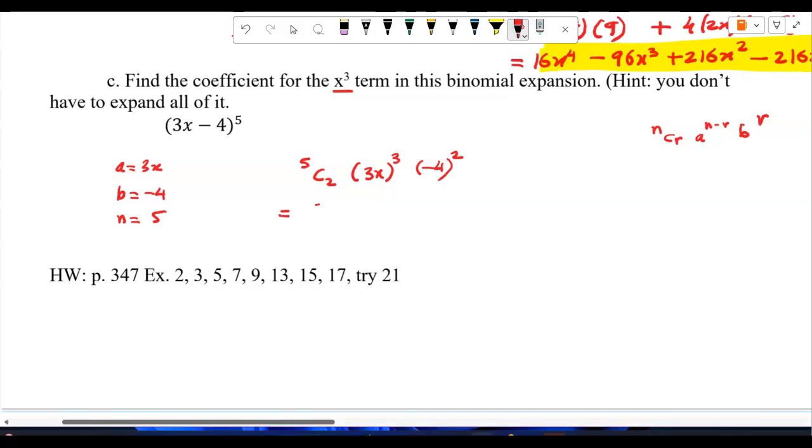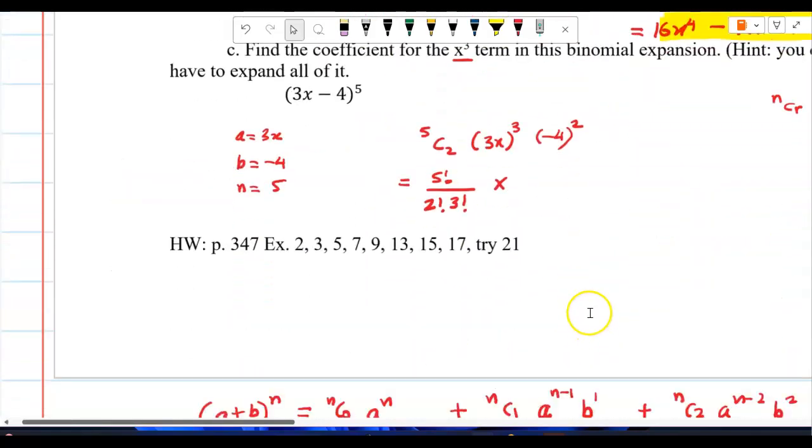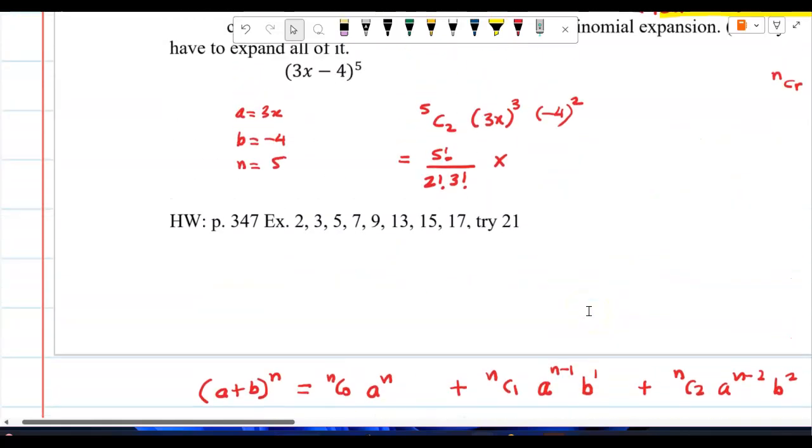So what is 5C2? You know the formula? n factorial, and then 3 factorial, R factorial, n minus R factorial. Into, what is this? 3x cubed would be 27x cubed. Into 27x cubed. Into 16. Now, what is 5 factorial? 5 times 4 times 3 factorial, divided by 2. This 3 factorial cancels out. Into 27x cubed into 16. So it would be 10.